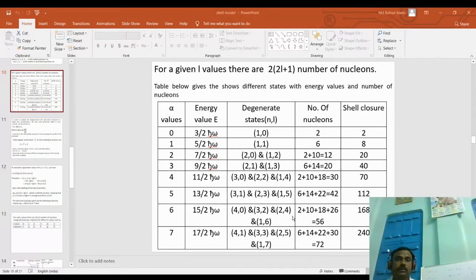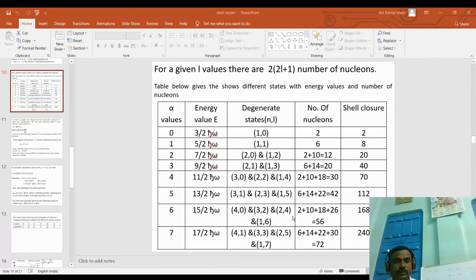The n and L values determine the number of nucleons. For example, for any L value, the number of nucleons will be 2 into 2L plus 1, because for each L value there will be 2L plus 1 magnetic quantum numbers, ml values, from minus L to plus L, and for each ml value there will be 2 spin values, plus half or minus half. So for each L value there will be 2 into 2L plus 1 nucleons. Based on this, we have calculated the number of nucleons in each shell and in each energy level.